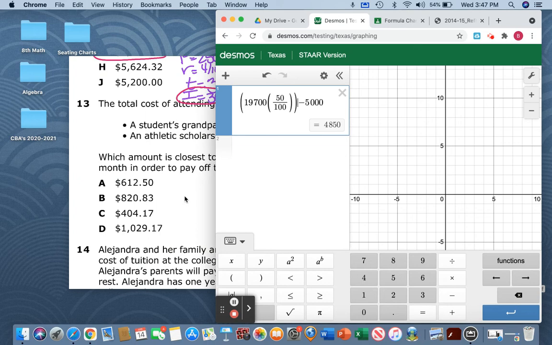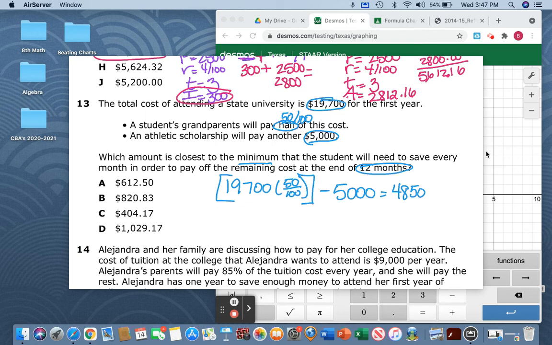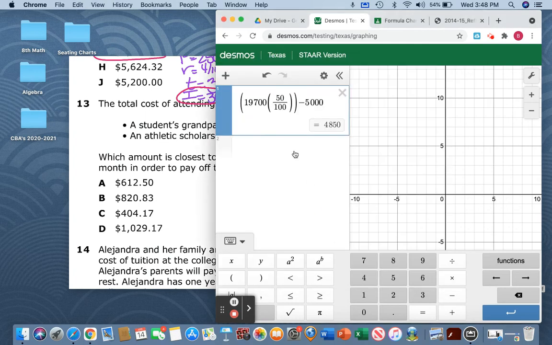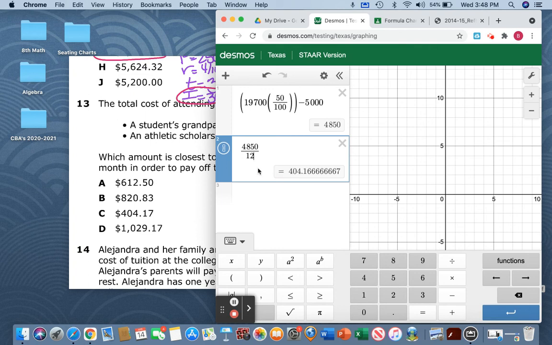4,850? That doesn't sound right. Too much or too less? No, that's right. Oh, okay. Then that's not even an answer choice because I have to find out how much I'm saving each month for 12 months. So I'm going to take this answer and divide it by 12. Which we could have done, but I was afraid that might be a little bit much in the calculator. Yeah, I would agree.